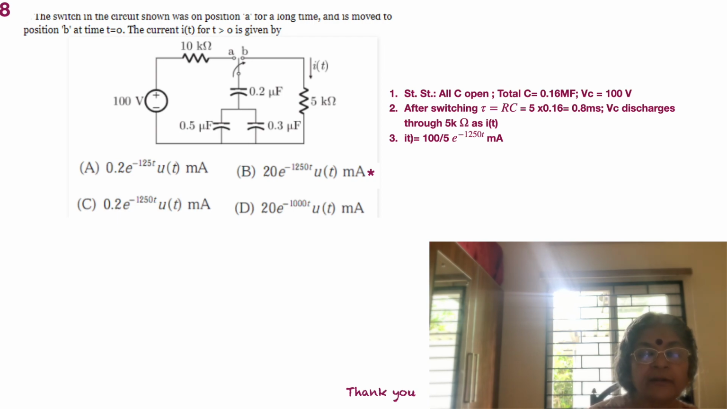So what is iT? We have VC, the voltage available, which is 100, divided by the resistance 5 kilo ohms. So 100 by 5, in milliamps, then e raised to minus t by tau, where tau is 0.8 milliseconds. That works out to minus 1250 t, and 100 by 5 is 20. So we have 20 into e raised to minus 1250 t milliamps, which tells us the current at that point of time, when the switch is changed over.